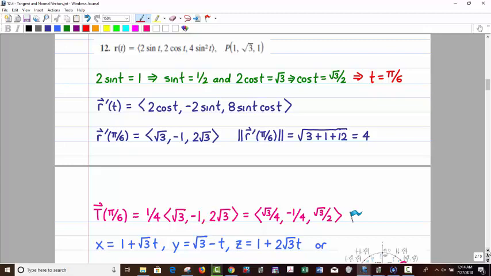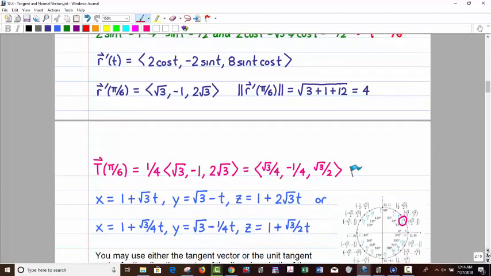So the unit tangent vector would be 1/4 times this tangent vector. Or, you can write it as one vector, all divided by 4: square root of 3 over 4, comma, negative 1/4, comma, root 3 over 2.